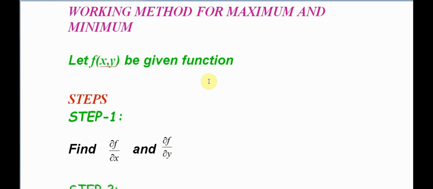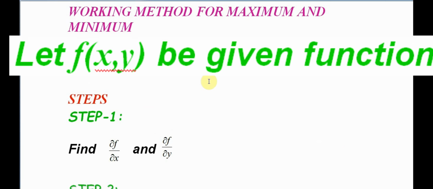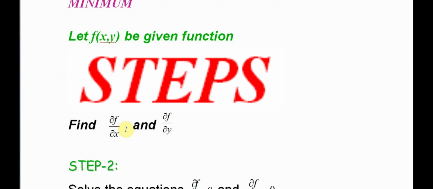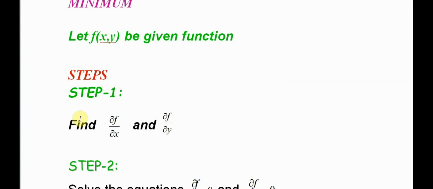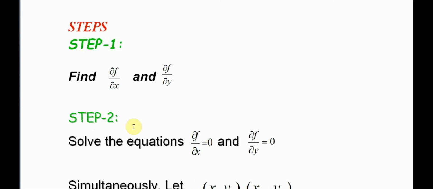Working method for maximum and minimum, which we also call maxima and minima. Let the function f of x comma y be a given function. Step 1: find dou f upon dou x and dou f upon dou y. When you differentiate f partially with respect to x, y is kept constant, and when you differentiate f with respect to y, x becomes constant. Keeping this in mind, we'll go to step 2.